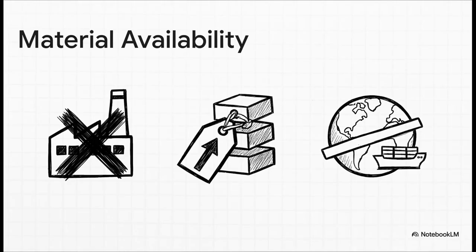I mean, just take material availability. An engineer could spend ages picking the absolute perfect material for a design, but what happens if their supplier suddenly goes out of business, or the price of the material just skyrockets, or new trade rules mean they can't even import it anymore? All of a sudden, the entire design has to change just to survive.